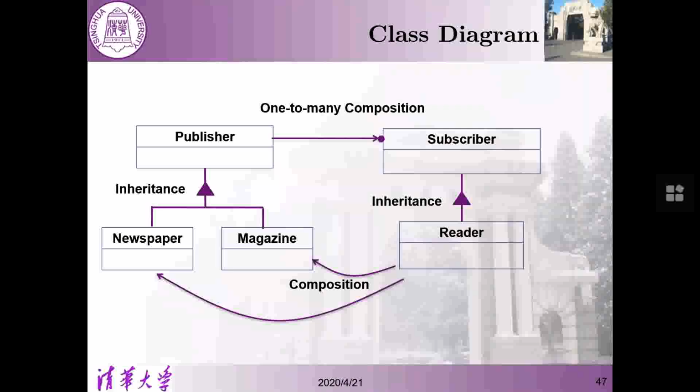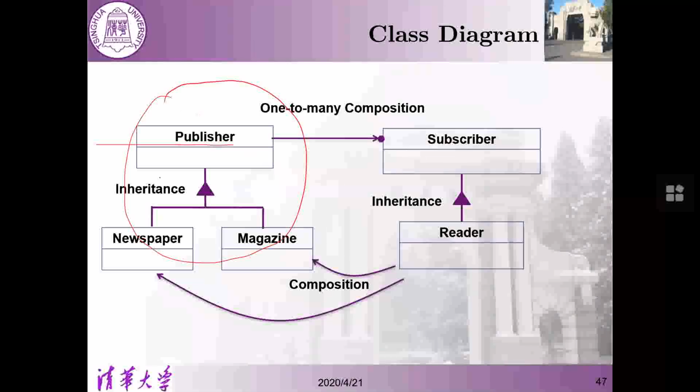And this is the class diagram. We have the publisher base class. To emphasize this again, if you have a class hierarchy, inheritance of classes, the destructor of the base class is suggested to be virtual. So virtual destructor. This is suggested. Okay. And for each publisher, there's a one-to-many composition.